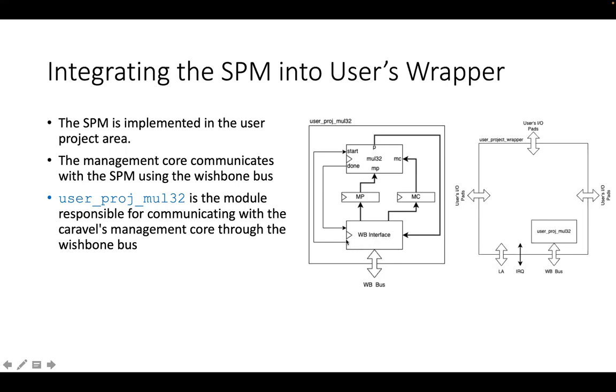It will also get the start signal and send the done signal to the wishbone. The start signal will not be sent unless the multiplier and multiplicand are both successfully written into their registers, and the done signal will not be sent unless the multiplication process is done. So this is what concerns our final module, the user project MUL32 module, which you should have downloaded already in the beginning of the slides.